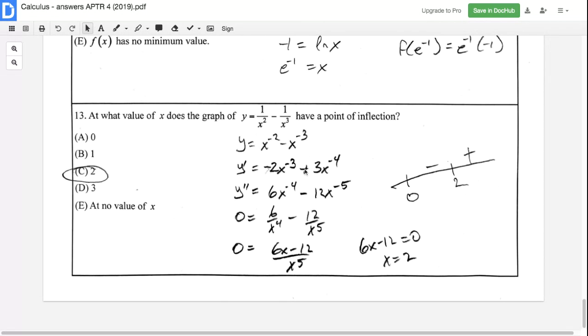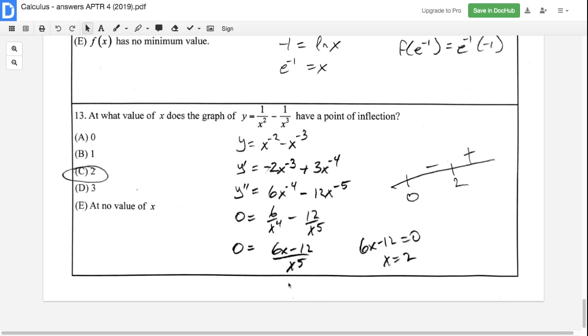I need the second derivative. So I'm going to get 6x to the negative 4. I'm going to get negative 12 x to the negative 5. I move these two exponents back down, x to the negative 4 down to the bottom, x to the negative 5 down to the bottom. Common denominator, so I need to multiply this by x, so that's how I get 6x minus 12. Set that equal to 0, and we get x equals 2.